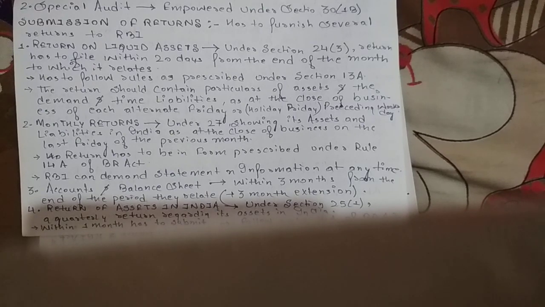And CRR and SLR, but CRR and SLR are not annual, as we had discussed in the last chapter. CRR is the second alternate fortnight and SLR is monthly. And the return of the liquid assets, that is NDTL, is mentioned in Section 24 part 3 and Section 27.